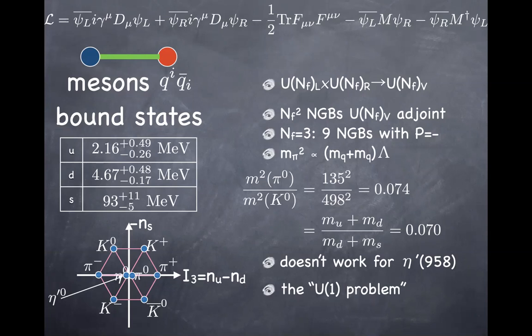And the prediction works even quantitatively, because we expect the mass squared of the Nambu-Goldstone bosons to be proportional to the sum of the quark masses, and you can verify those predictions. So that's the idea of chiral symmetry breaking in non-abelian gauge theories. Okay, let me stop, and I'm sure there are questions.